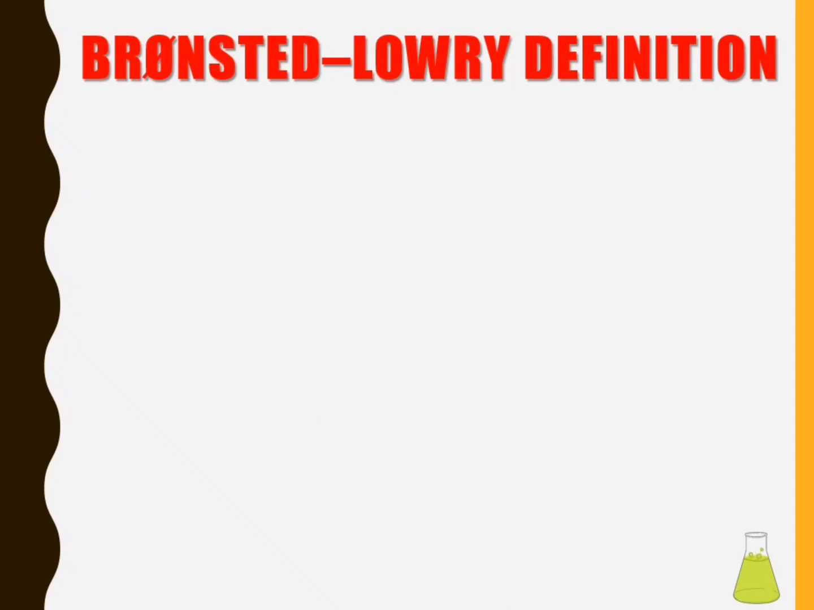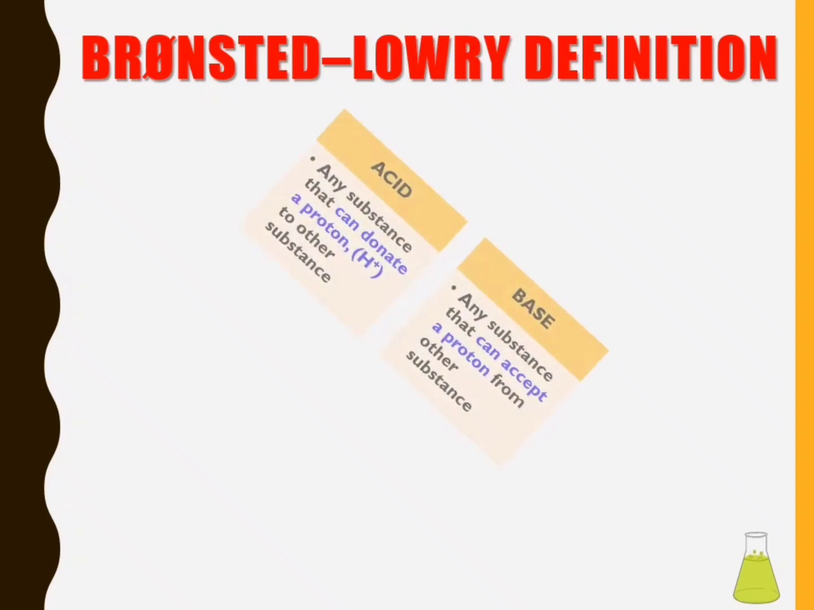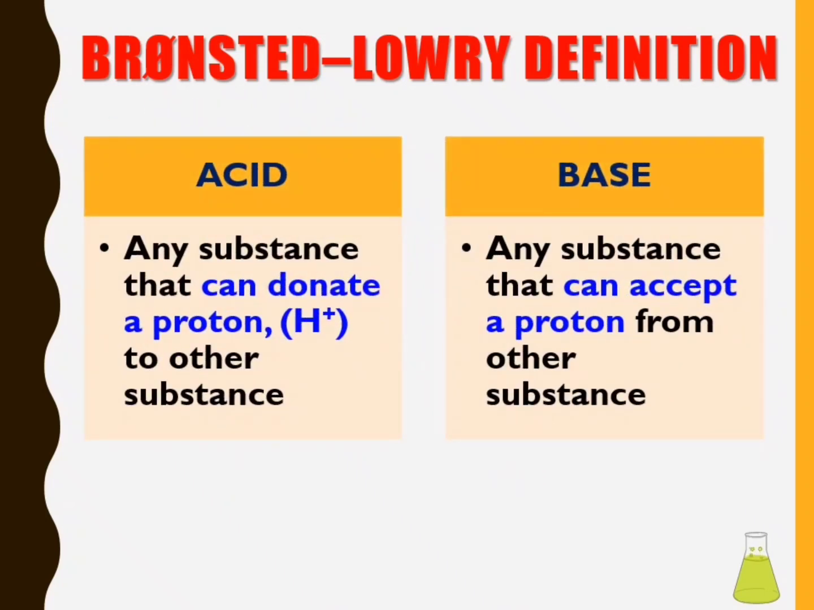So kita tengok apa yang Bronsted-Lowry cakap pula. Acid, based on Bronsted-Lowry, is any substance that can donate proton. Bukan elektron tau, proton, which is H+. While base is any substance that can accept a proton. Nampak? Any substance that can accept a proton. Itu adalah Bronsted-Lowry acid and Bronsted-Lowry base.